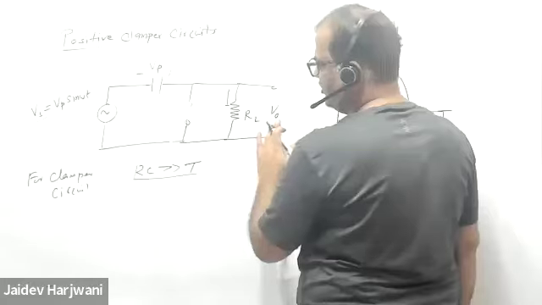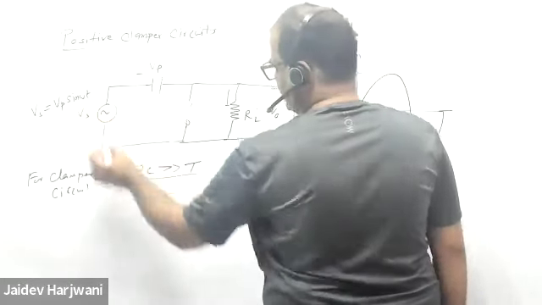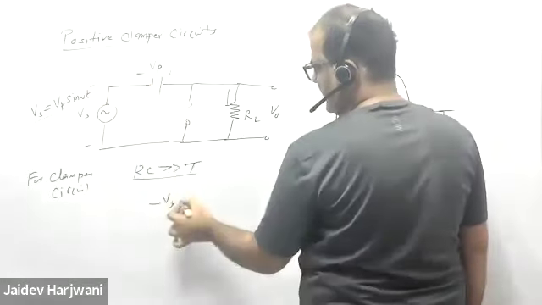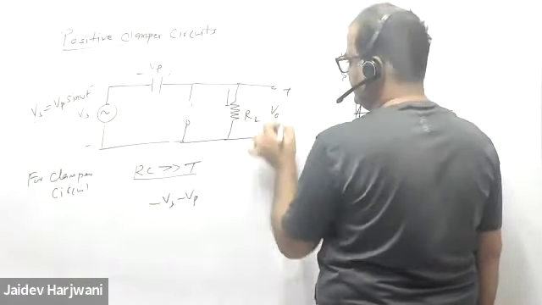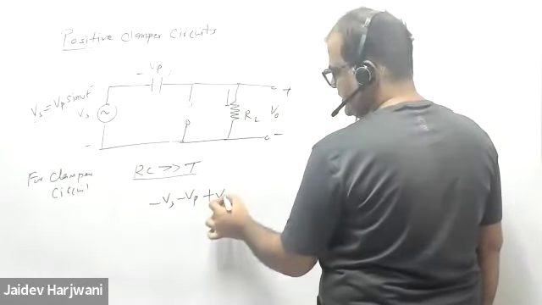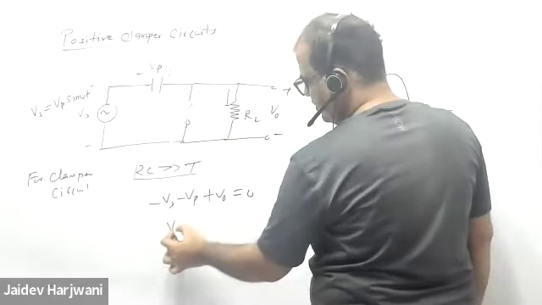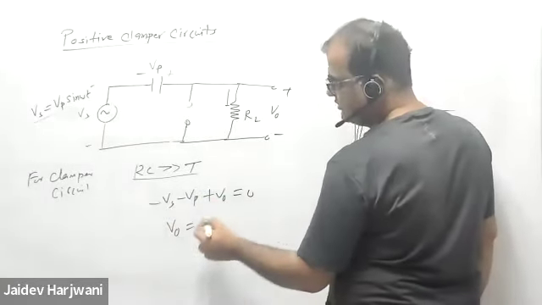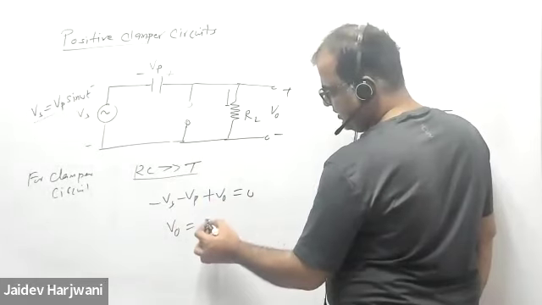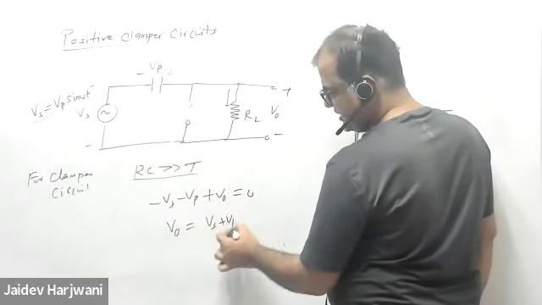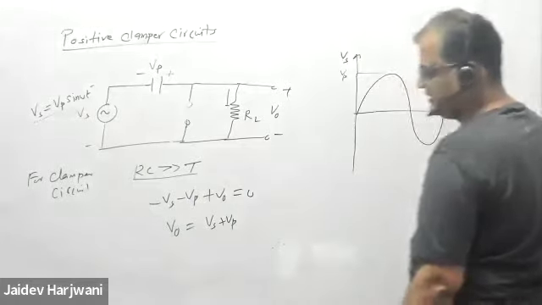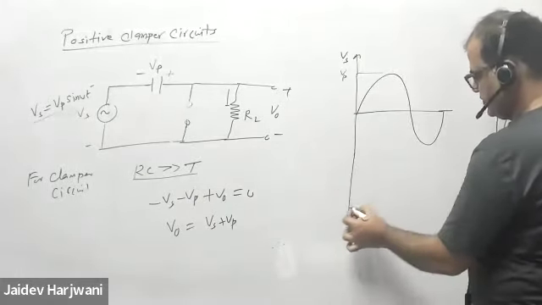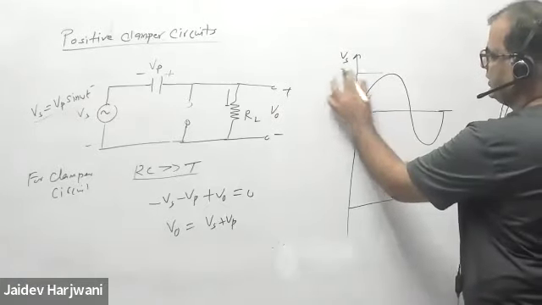Now I have to find what is V naught. This is my Vs. So I will write here, minus Vs minus Vp, and this is my V naught, equals 0. So my V naught will be what? Tell me how much? V naught will be Vs plus Vp. Okay. Now I want to find my output. So this is my Vp.